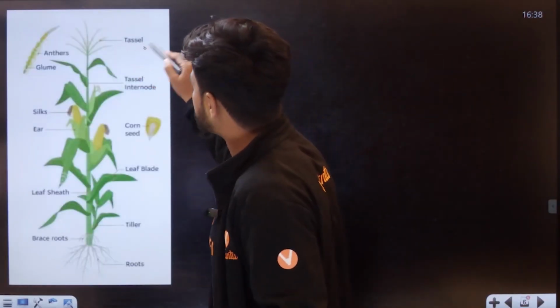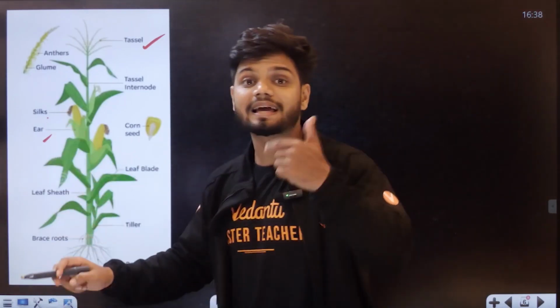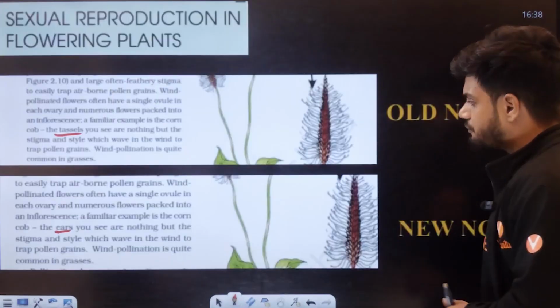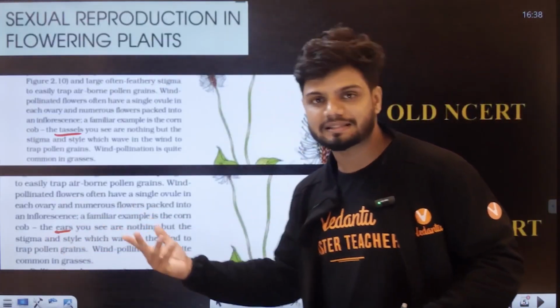This is the tassel, the male part. The ear is the female part here, and the silk is actually the style. Okay, that's the female flower. So this rectification has been done here. The ear is the female part, so it makes sense now. Stigma and style make sense right now.